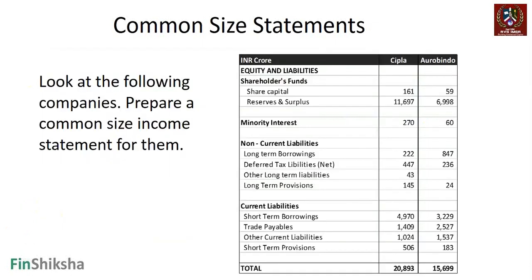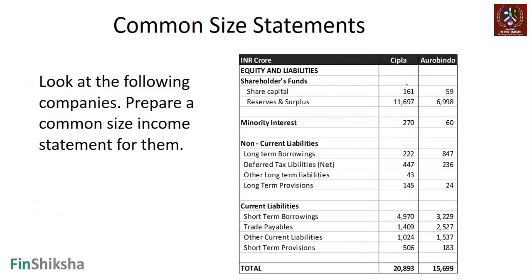right? So let's look at an example now. So let's take the case of two pharma companies in India, Cipla and Aurobindo Pharma, right? So we have their total liabilities number, which is 2893 and 15699. We're going to divide and find the common size statements for both of these.